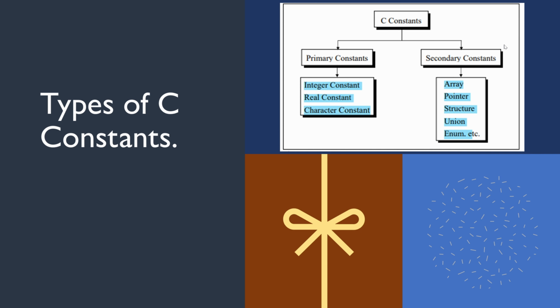Coming to the secondary constants, right? These are the arrays, pointers, structures, union, and enum, as we know.